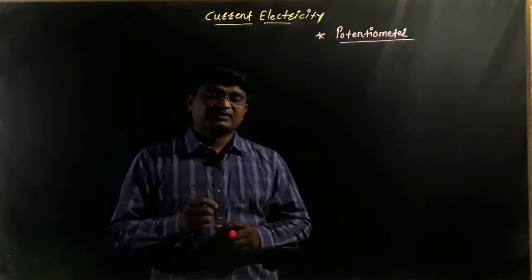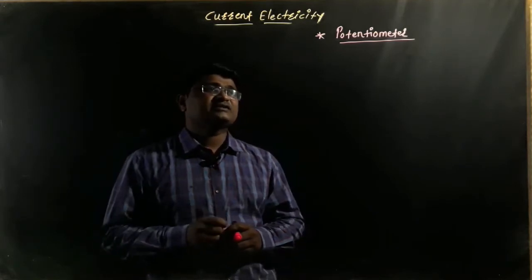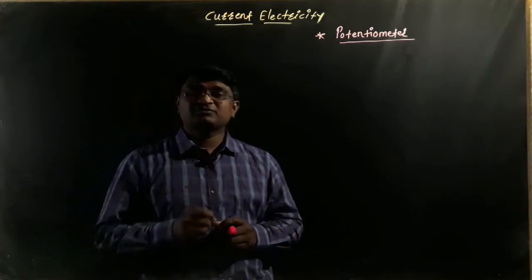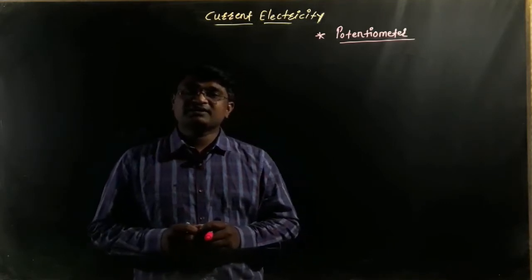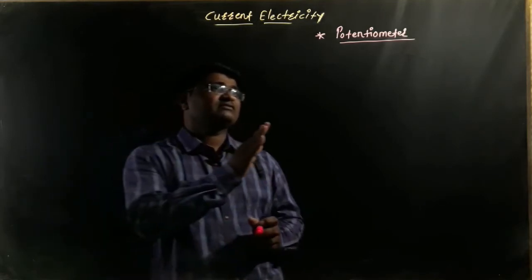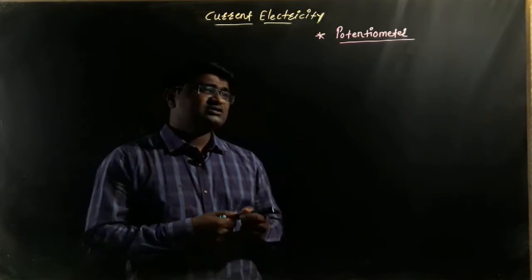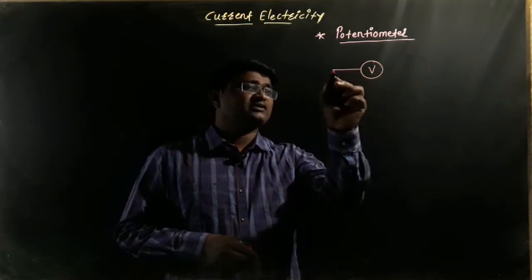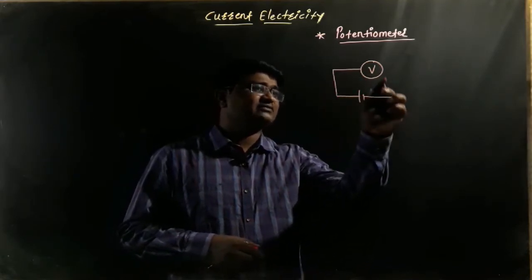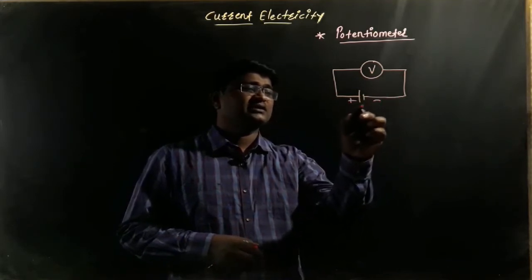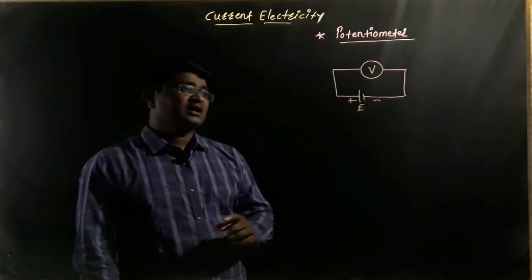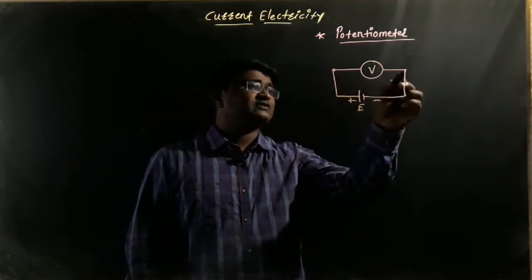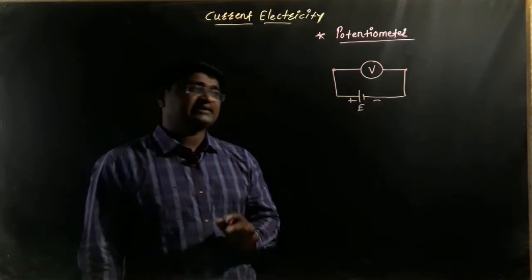Initially, it is very important to know the difference between a potentiometer and a voltmeter. Both are used to measure the potential difference between 2 points in a given circuit. Let's remember this. First of all, we discuss the voltmeter. Imagine this voltmeter V is connected to a circuit, any one circuit. If the voltmeter is connected to the circuit, we can measure the potential difference between 2 points easily.